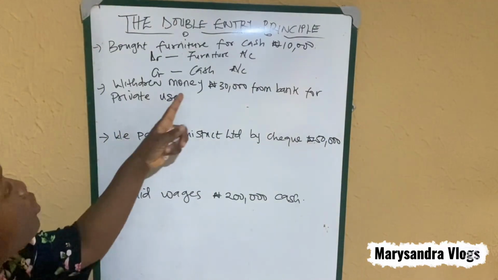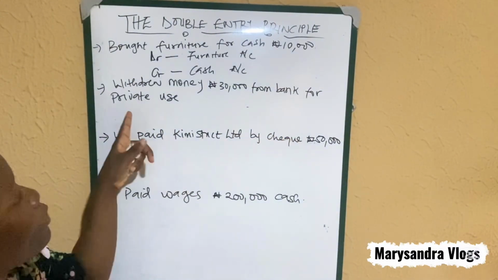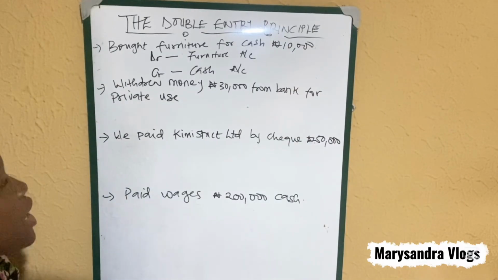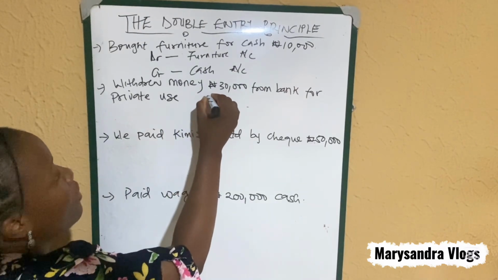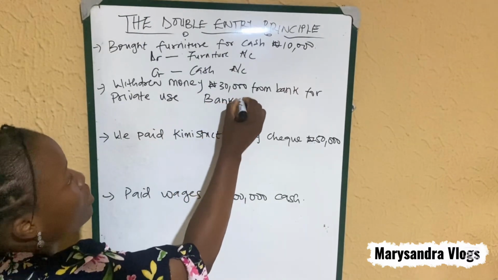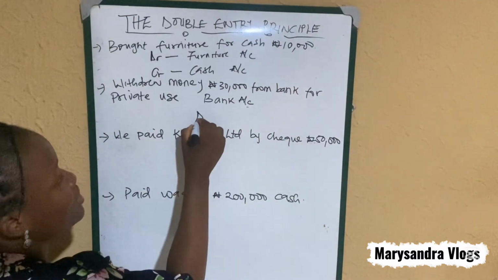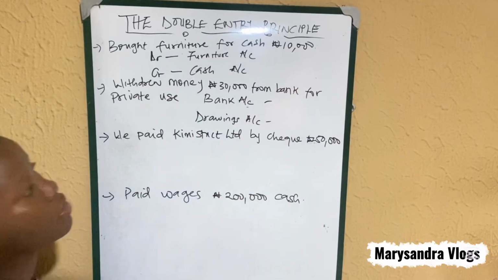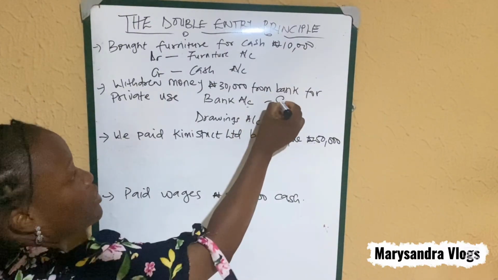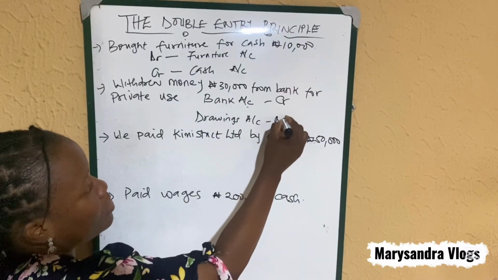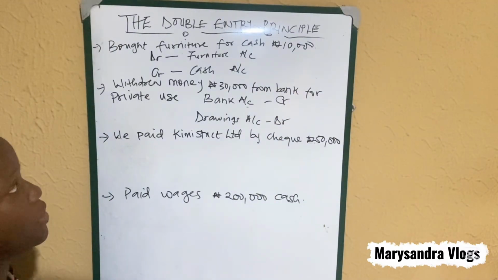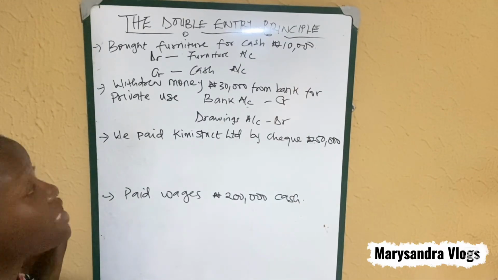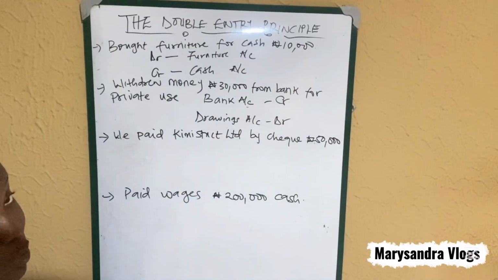Next illustration, withdrew money 30,000 naira from bank for private use. Now you went to the bank and you withdrew money. Two accounts are involved. We have bank account, we have drawings account. So bank is credited, drawings account is debited, because bank is giving out, but you now have drawings account.